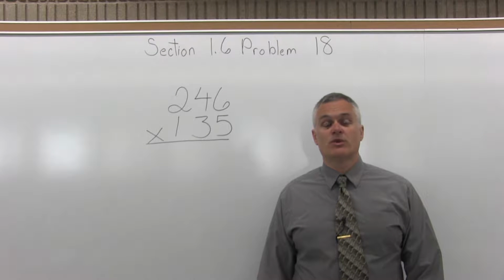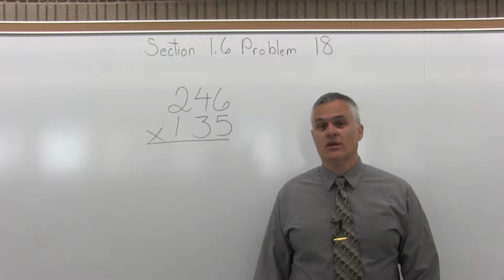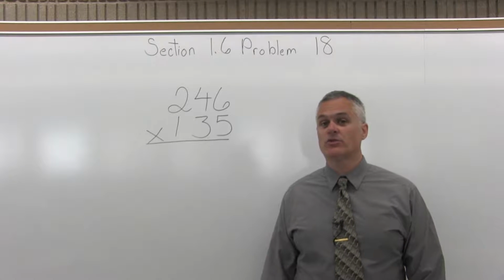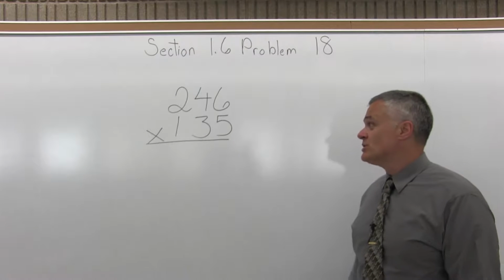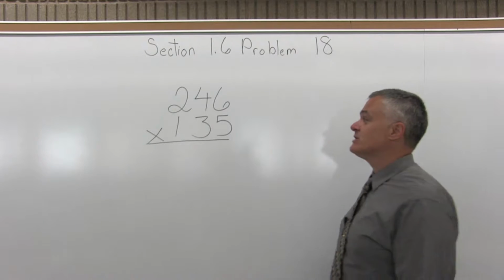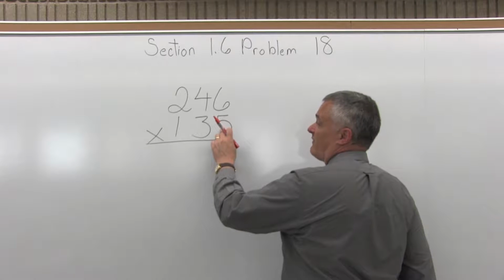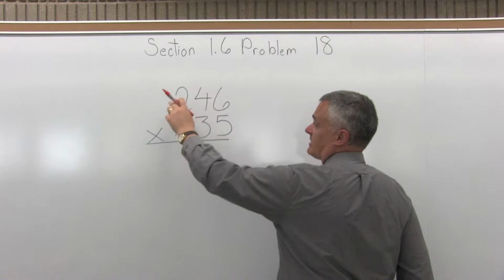This is Section 1.6, Problem 18. We have to multiply 246 times 135. So there's a lot of multiplying that we'll do here. Start with the number in the bottom rightmost position, 5, and multiply the 5 times the entire top row.